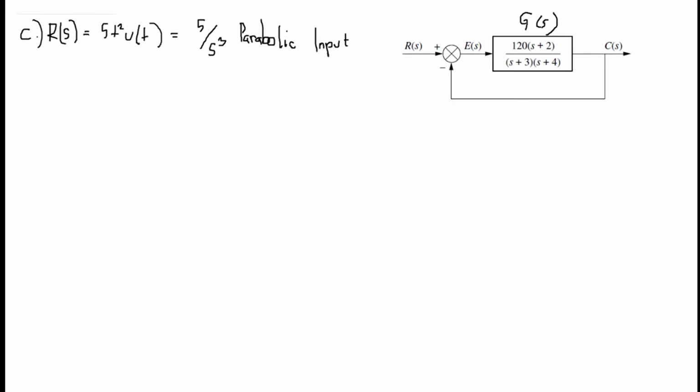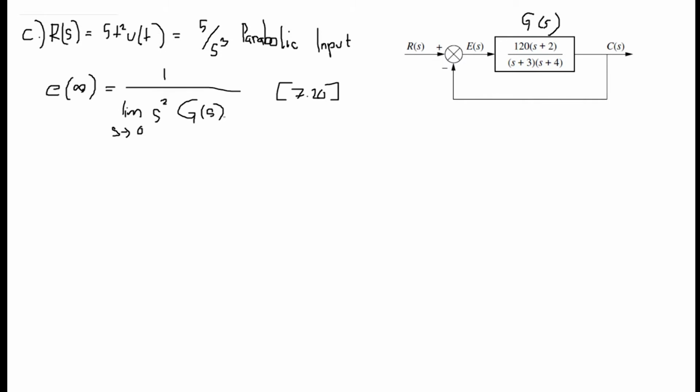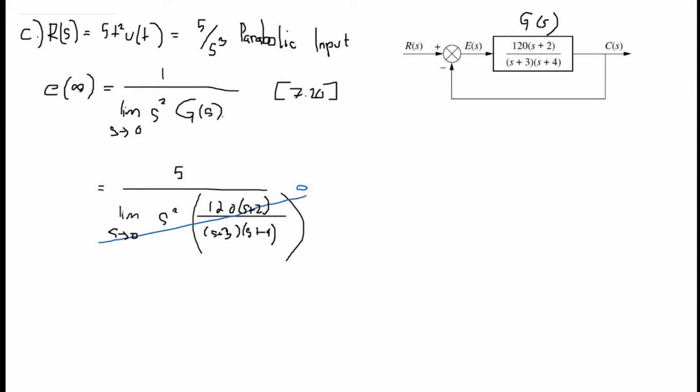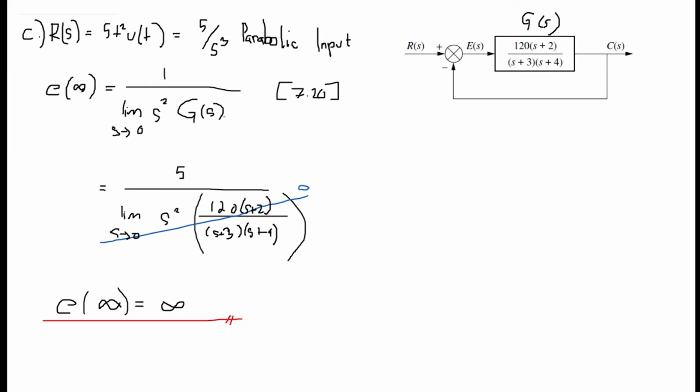Now for the input of 5t squared u of t, when we take the Laplace transform, we get 5 over s cubed, which is a parabolic input. For this, we will use equation 7.20, which is 1 over the limit of s squared G of s as s approaches 0. Substituting the input and the G of s into the equation gives us this. As you can see, this will still make the denominator 0, which will still give us an error of infinity.